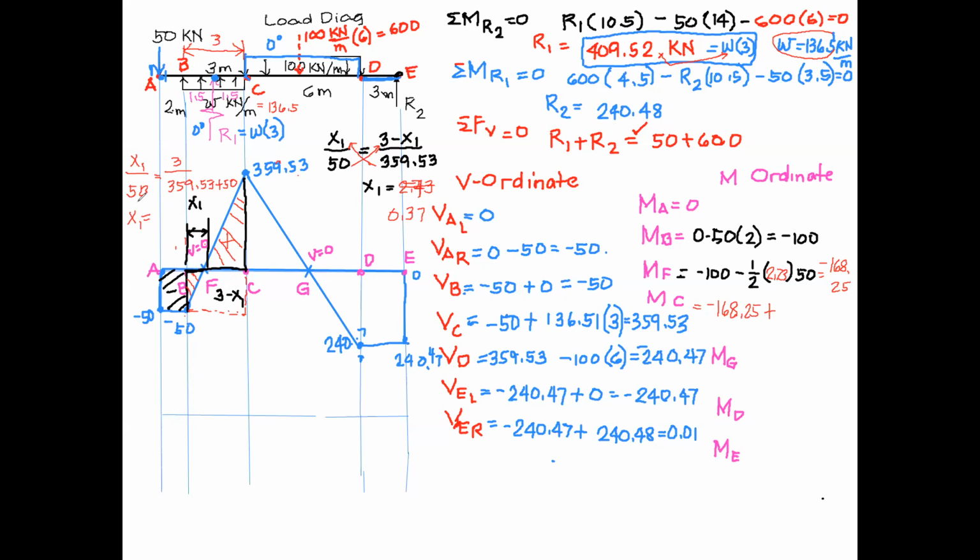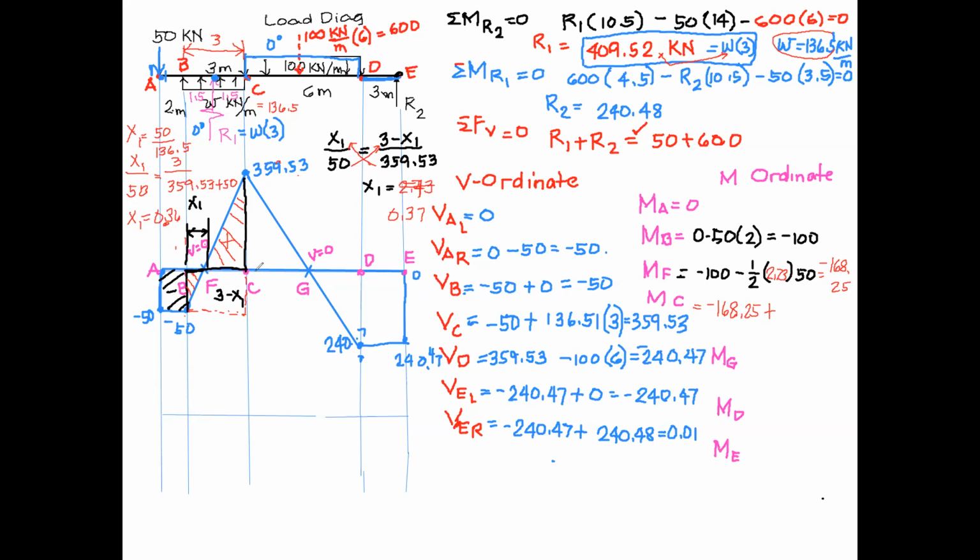Ayaw ko nitong shortcut natin. Actually, may shortcut, 0.36 to. The shortcut is the intensity, yung ordinate na 50, divided by the intensity. And the intensity is 359.53 plus 50 divided by 3, which is 136.5. Yung W natin. Ito yun, 409 divided by 3. So yan yung pagkuha ng shortcut na x sub 1.